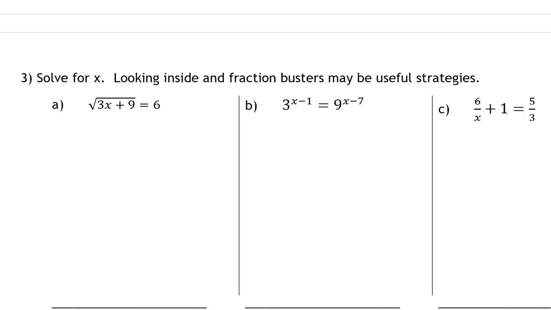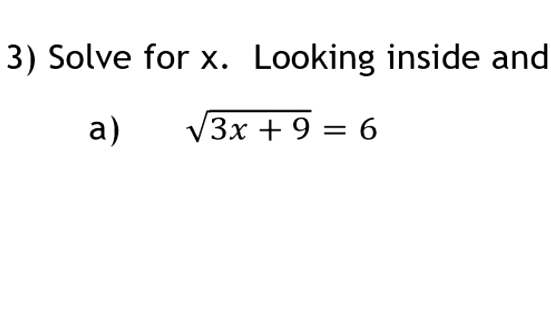So question 3 represents some things our textbook called maybe advanced solving techniques: looking inside and fraction busters. They had looking inside, undoing, and I can't remember the third one, but fraction busters was also an advanced technique that they talked about. Anyways, this first one, if I look at it, it's the square root of something.